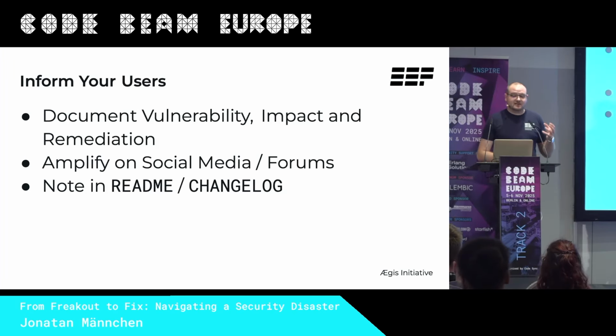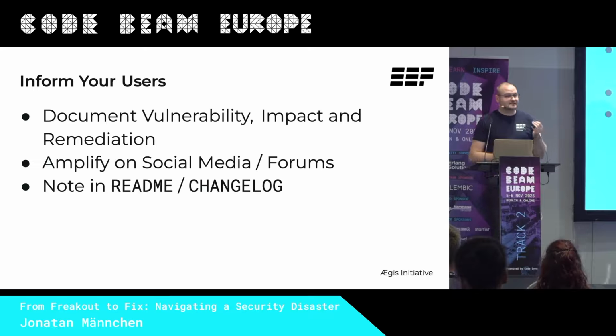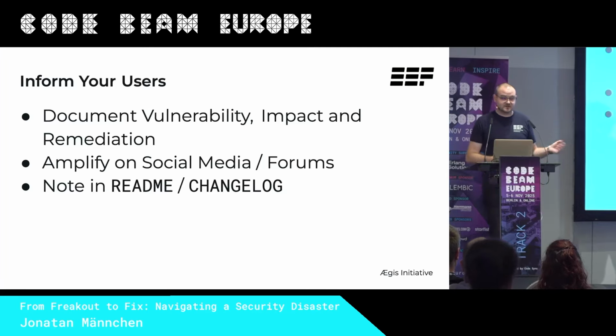Once your advisory and patch are live, your top priority is ensuring that your users know exactly what happened and how to upgrade. A clear blog post or release notes should distinctly describe the vulnerability, its impact, and the exact commands to update. Next, you should probably amplify that message in social channels and on ecosystem forums so that it appears where maintainers and users frequent. And finally, you probably also want to add a prominent note to your project README or changelog so that anybody browsing the repository immediately sees that there's a security update.